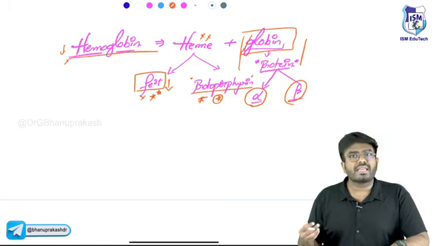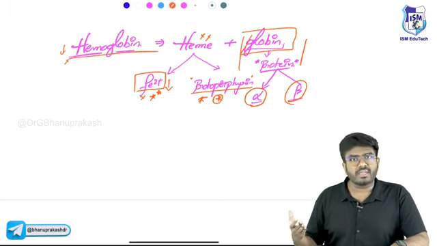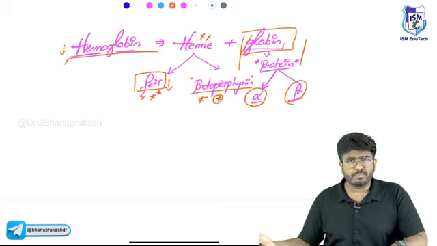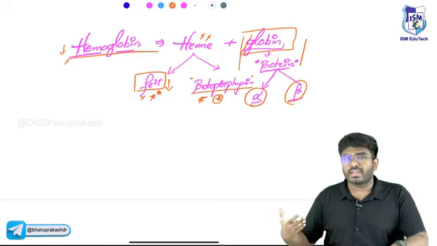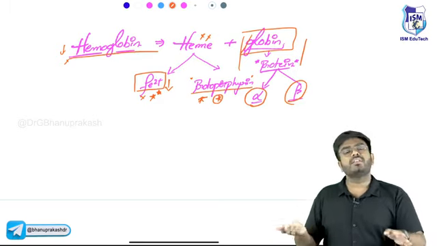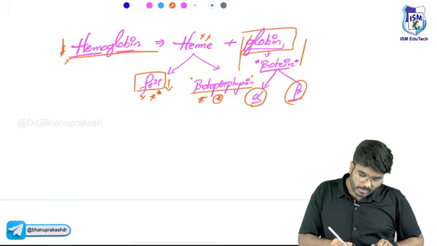So that will cause what? Thalassemia, sir. That will cause thalassemia. Thalassemia is the defect with the globin chains, where there is not enough globin. Okay, so these are the different causes of decreased hemoglobin production.